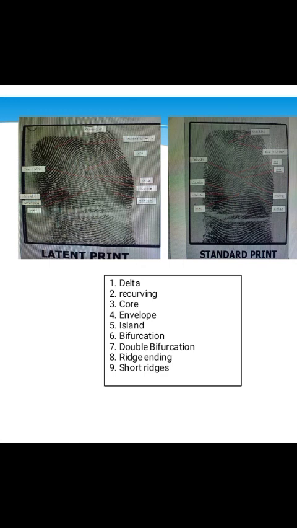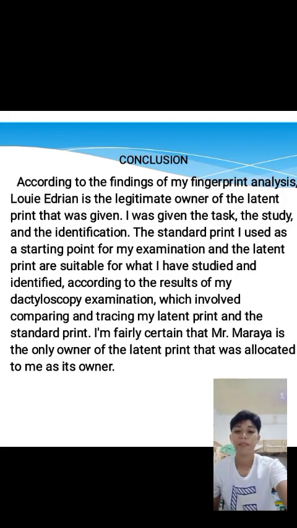As you can see in my findings for my dactyloscopy fingerprint, there are delta, recurving, core, envelope, island, bifurcation, double bifurcation, ridge ending, and short ridges. And lastly, according to my findings from my fingerprint analysis, Louis Adrian is the legitimate owner of the latent print that was given to me.